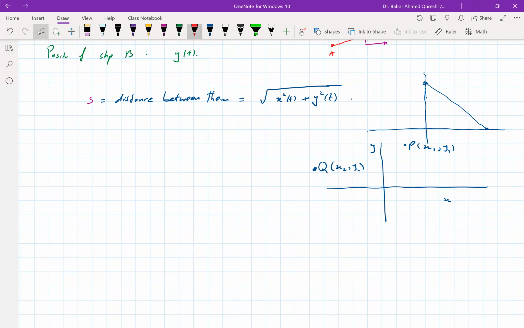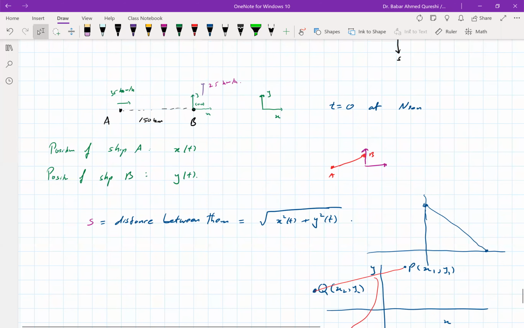Then we know that the distance between them is given by the square of the difference of the x coordinates plus the square of the difference of the y coordinates. And since it's a square, it doesn't matter which coordinate you put first. That's the formula for the distance between two points.